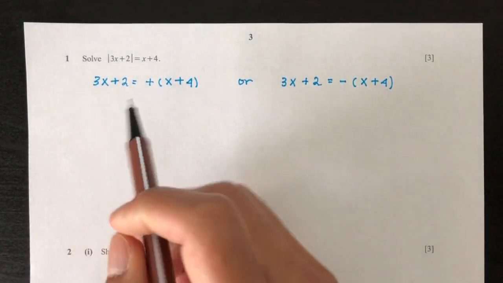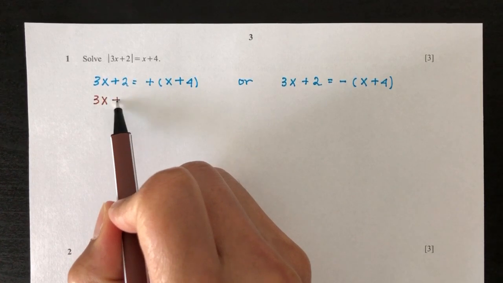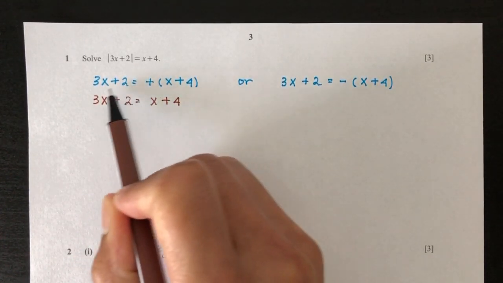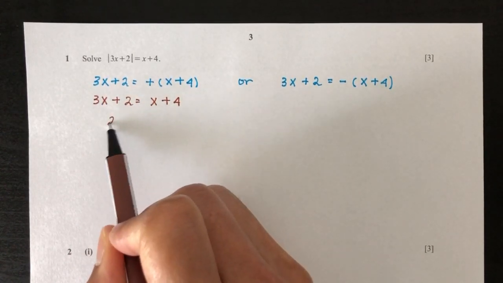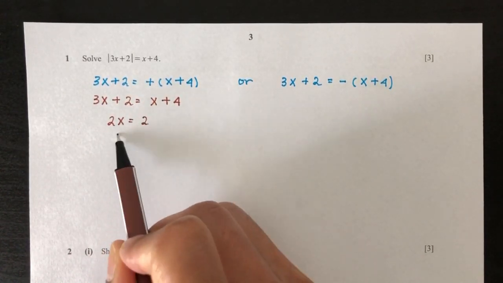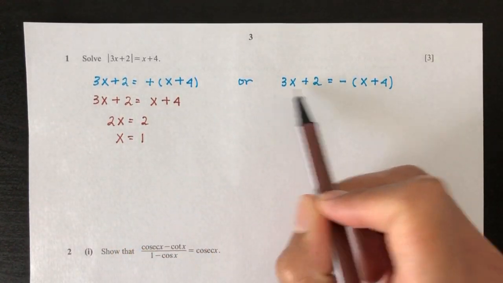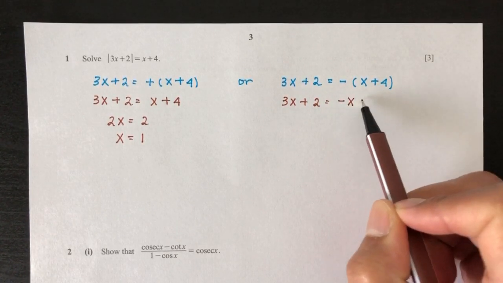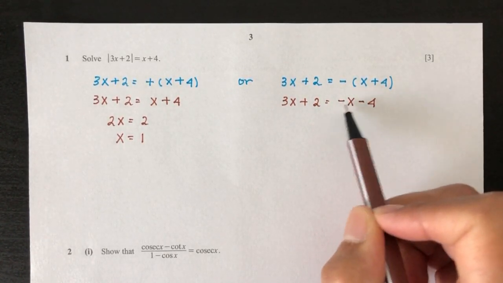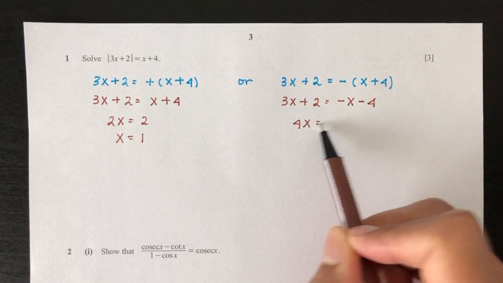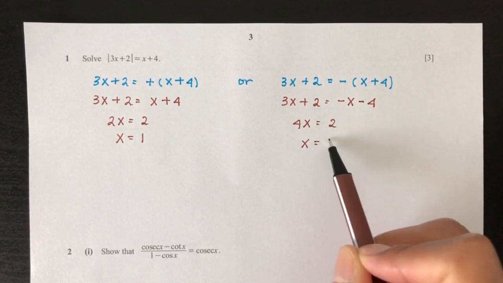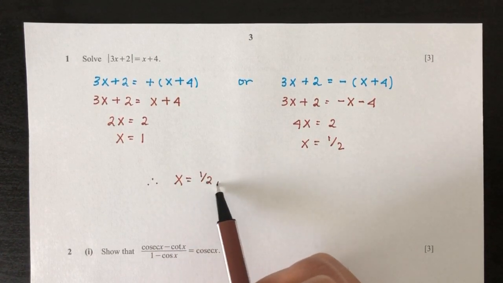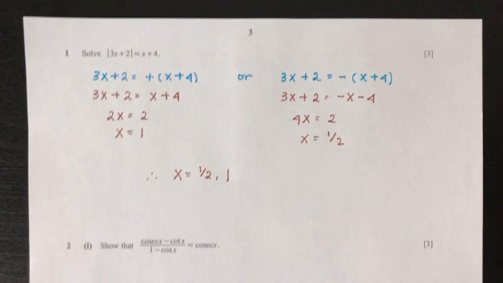So for the first one, it will be 3x plus 2 is equal to x plus 4. Now we send x over here, you will have 3x minus x, which is 2x, equal to 2, x equal to 1. And here you have 3x plus 2 equal to minus x minus 4. You send x over here, you will have 4x equal to 2, x equal to half. So the two values of x will be half and 1. That is your question number 1.